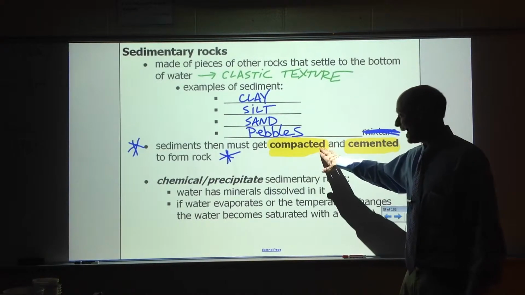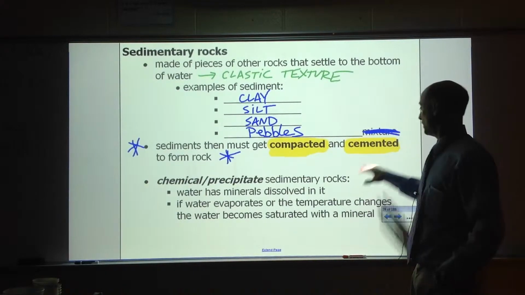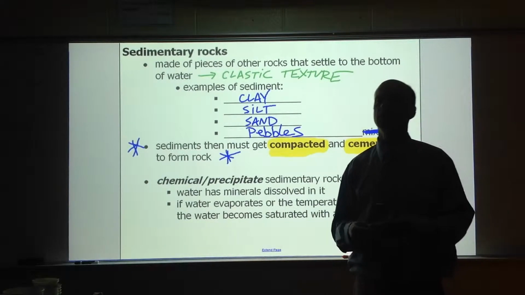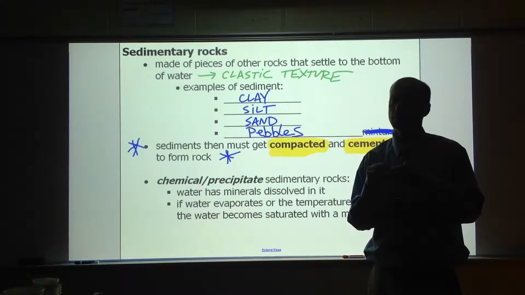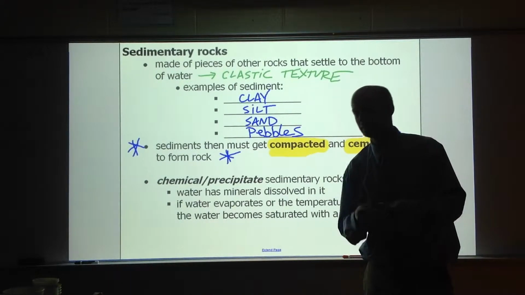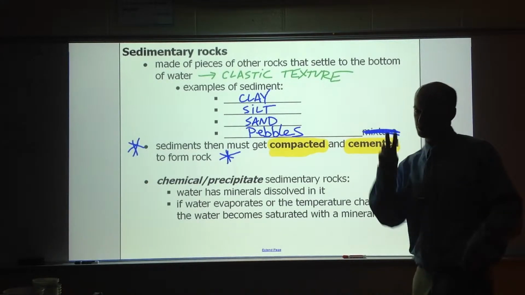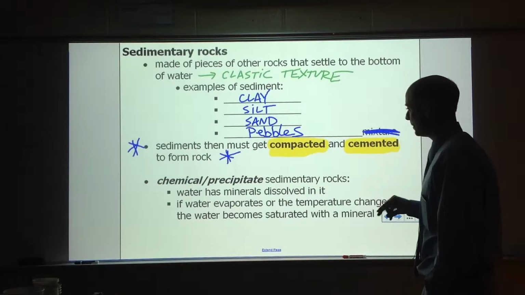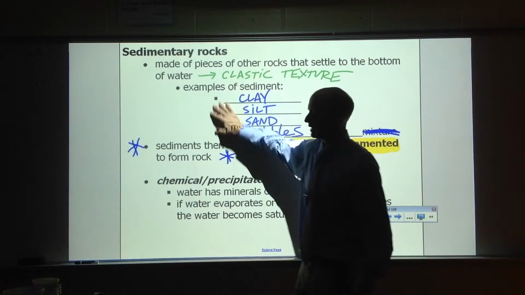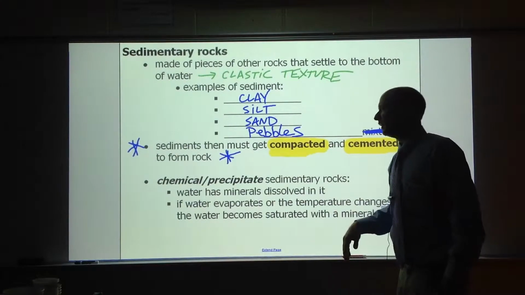It needs to be compacted together, pressed together, and then something needs to keep it together. We say that being cemented. So it's oftentimes some kind of minerals in the water that will actually precipitate out of the water and cement those pieces, that clay, that sand, together. So those two processes definitely need to happen. That's the general idea of what people think of as sedimentary rocks, that clastic texture. Sandstone made of sand is a really good example of it.